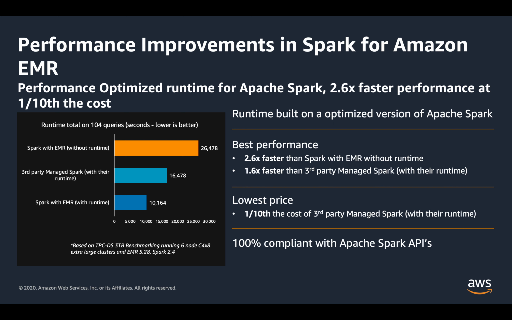Amazon EMR runtime for Spark has 100% API compatibility with open source Spark. This means that your workloads run faster, saving you compute costs without making any changes to your applications.